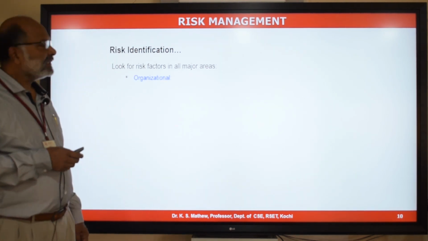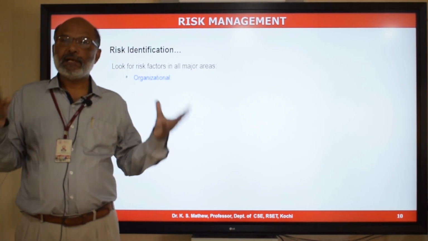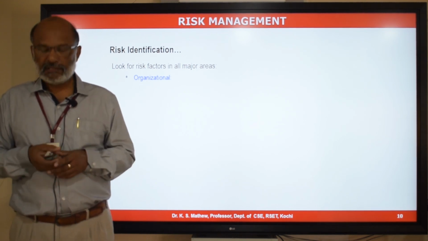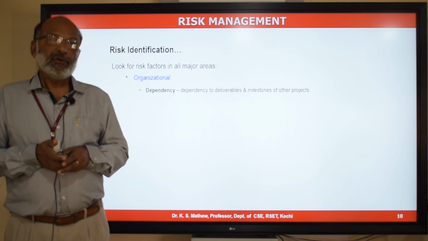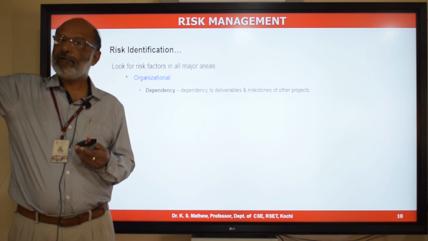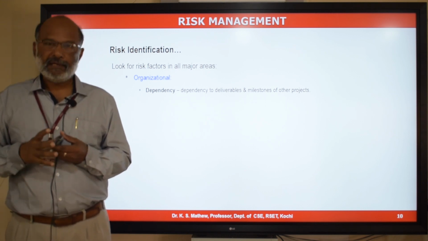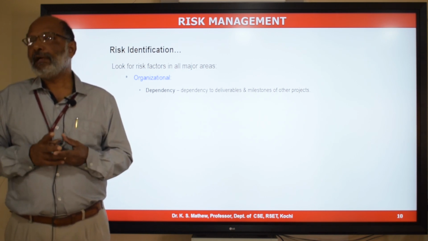The third category of risk is organizational risk. Every organization has some constraints and limitations. Because of that, there could be risk coming to your project. One of the risks related to organization is dependency risk. Your project may be depending on one deliverable from another project running in the organization or a deliverable from another department. So if there is a delay in that deliverable, your project schedule will get slipped.